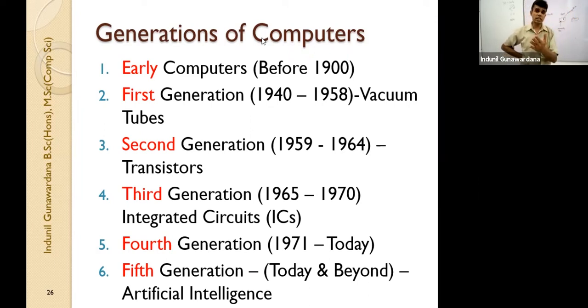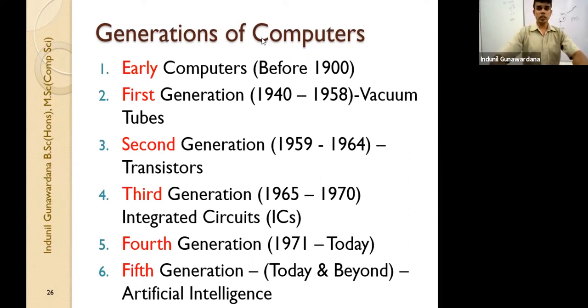Now, I said that the EDVAC and UNIVAC came parallel with our independence. If you keep that in mind, they came somewhere around the 1940s, 48, 50s. And the Charles Babbage inventions are earlier than our independence. So just keep a rough idea. That's more than enough. No need to have the sharp year. Fine.